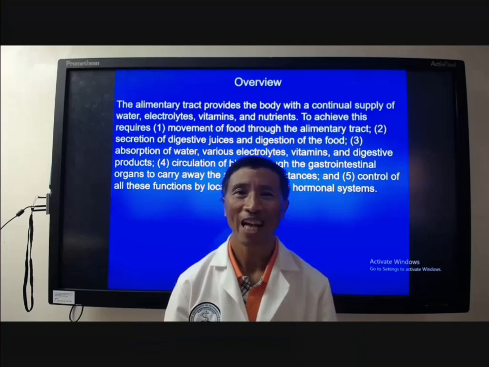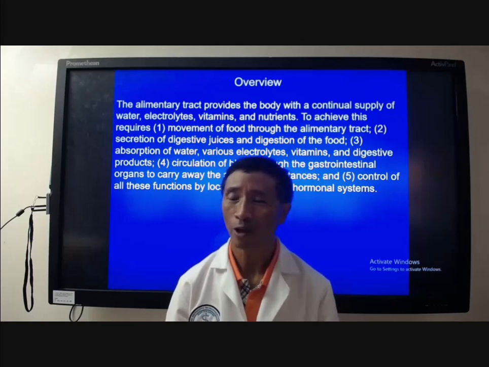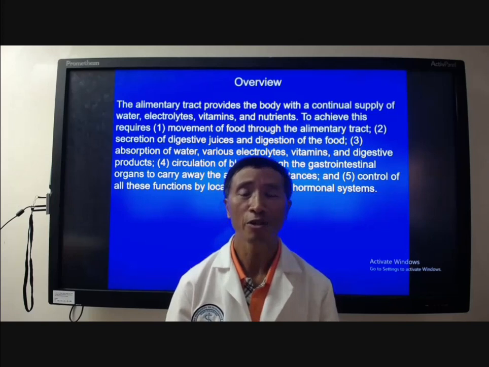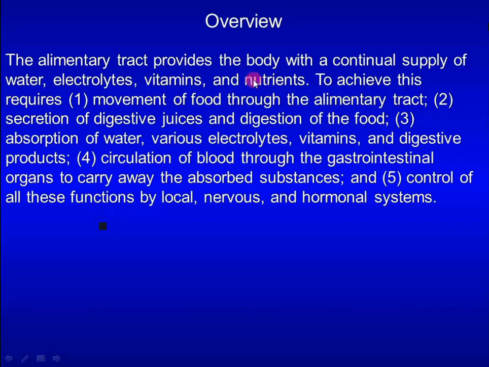The gastrointestinal tract provides the body with continuous supplies of water, electrolytes, vitamins, and macronutrients. To achieve these requires movement of food through the alimentary tract, secretion of digestive juice and digestion of food, absorption of water, electrolytes, vitamins, and digestive products, circulation of blood through the gastrointestinal tract to carry away the absorbed substances, and finally, control of all these functions by local nervous and hormonal systems.